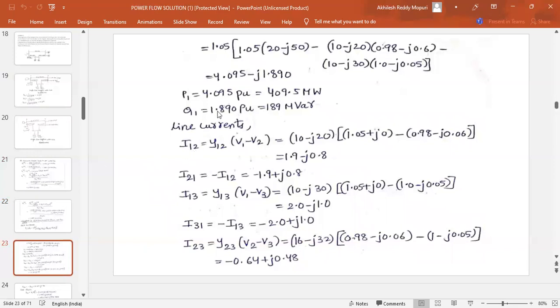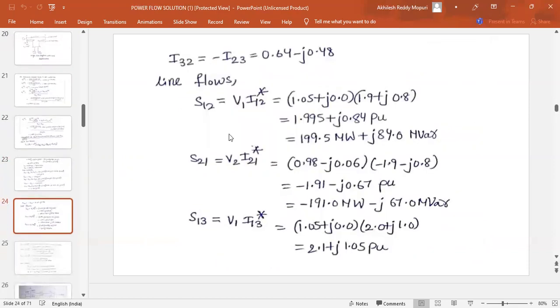Now, we will see how to calculate line currents. We know I is equal to V into Y. Now, I12 is V1 minus V2 into Y12. I21 is minus of I12. Similarly, I13 is V1 minus V3 into Y13. I31 will be negative of that. I23 will be V2 minus V3 into Y23. I32 will be negative of that.